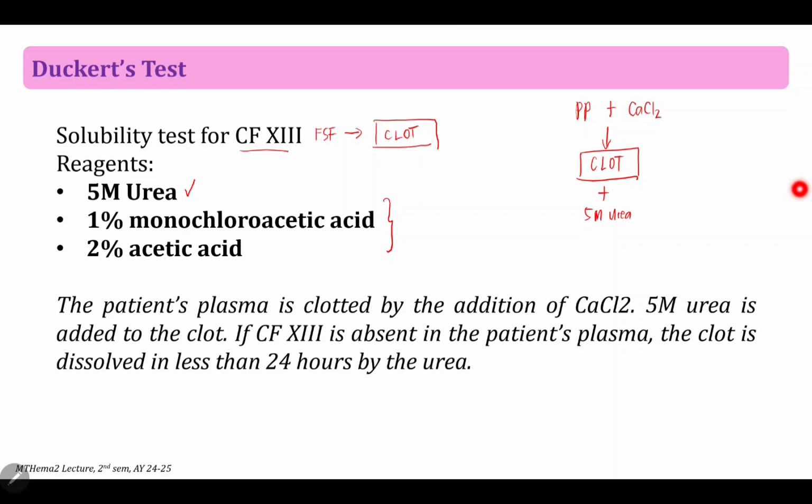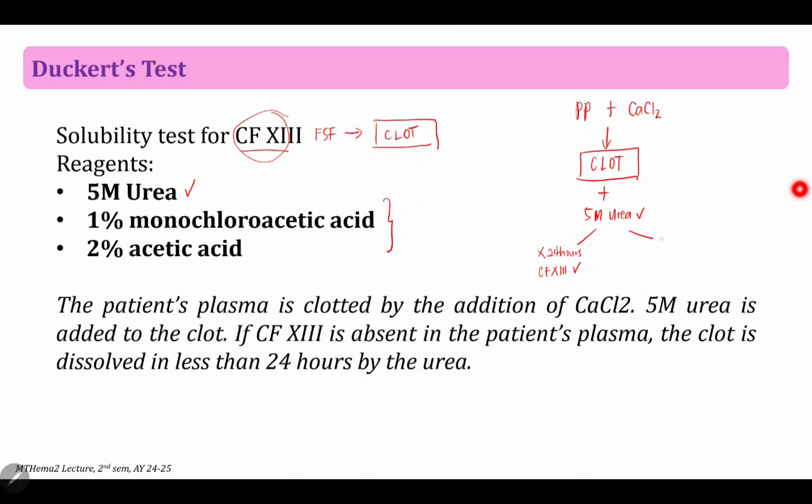And usually, guys, these reagents that are used in Dockert's test could easily dissolve your fibrin strands or your fibrin monomers. Okay? Pero dahil meron tayong factor 13, kailangan hindi madaling mag-dissolve yung ating clot. So, after the addition of the 5 molar urea or your other reagents, your clot should not be able to dissolve within 24 hours. If your clot was not able to dissolve within 24 hours, that means to say your coagulation factor 13 is functional.